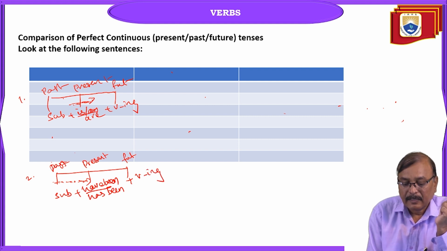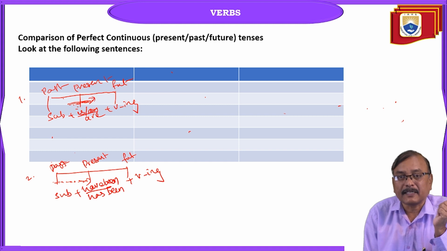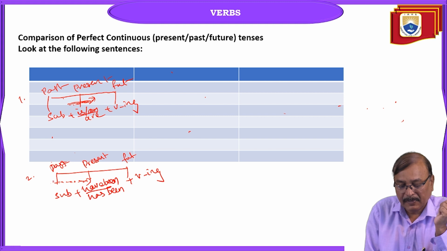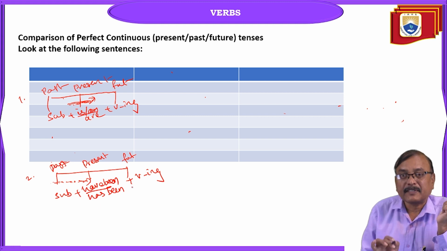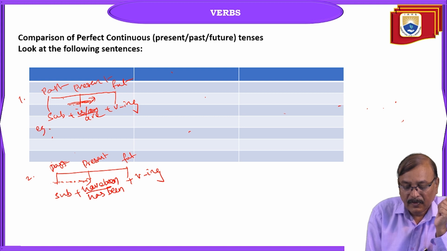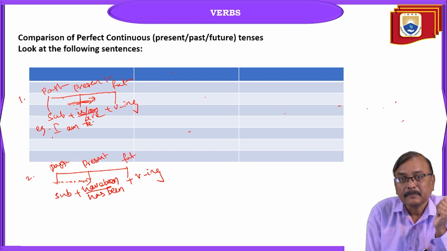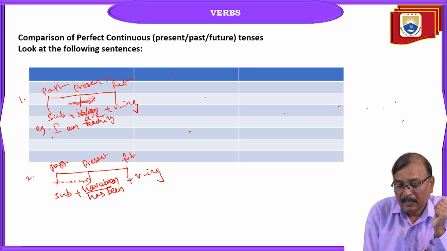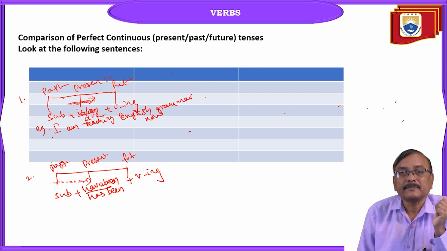See here, for actions continuing at present, present continuous. For actions that started in the past and still continuing, past to present, present perfect continuous. Example, you see. I am teaching English grammar now. I am teaching English grammar now.